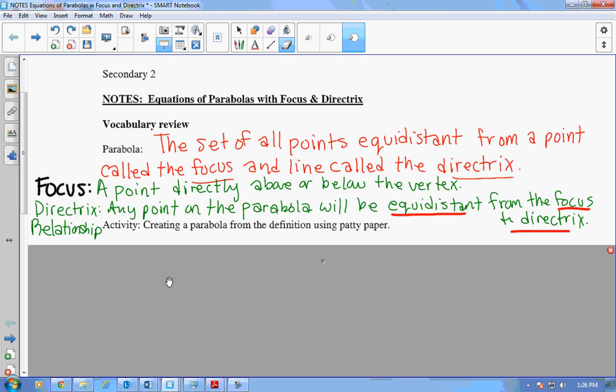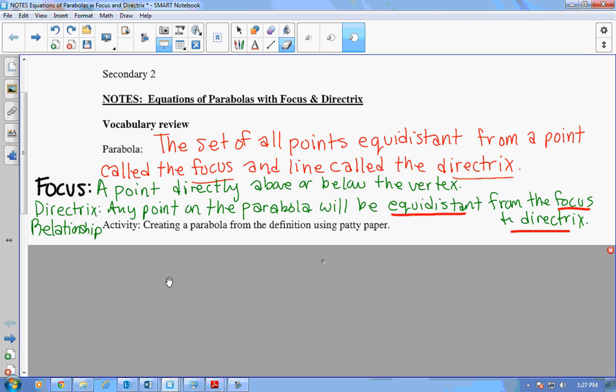Equidistant. It's not equal. Equidistant. A focus is a point directly above or below the vertex. Since parabolas are only concave up or concave down, it will be inside the parabola. So if it's concave up, inside the parabola is above the vertex. If it's concave down, inside the parabola is below the vertex. Okay?